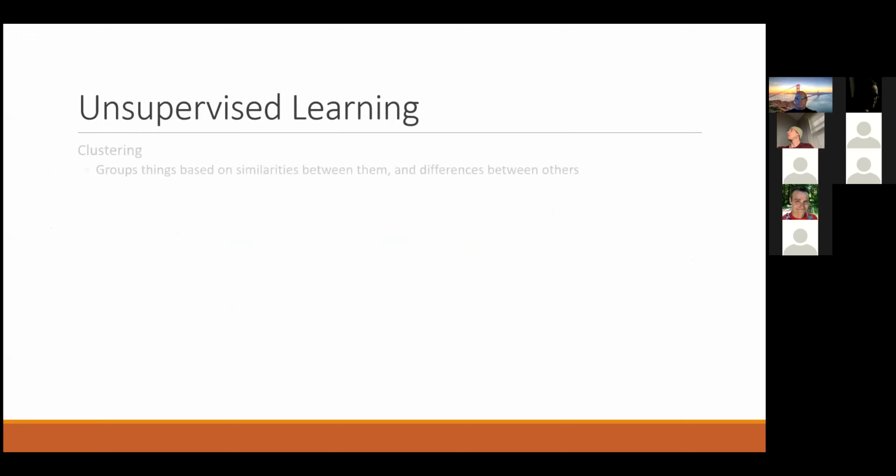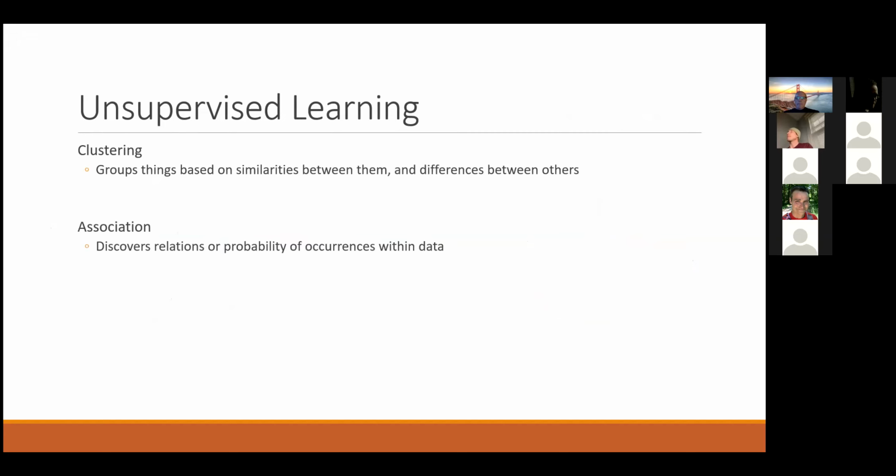And a couple flavors there: clustering. And this is where there's groups of things that are based on similarities or differences between other things. And then association, and this is occurrences or the probability of occurrences in data. So the list of people in Edina who saw The Rise of Skywalker is clustering. The people who saw Rise of Skywalker and Terminator: Dark Fate is association. So we'll have a look at an example of those.